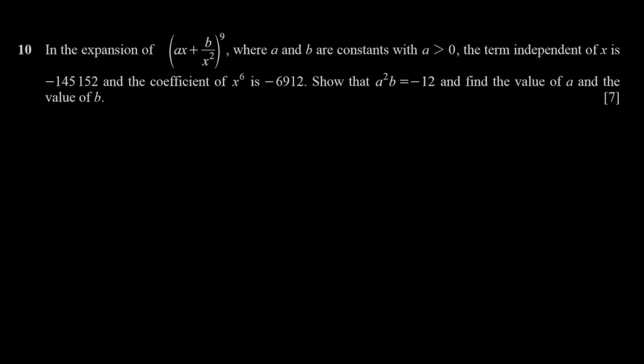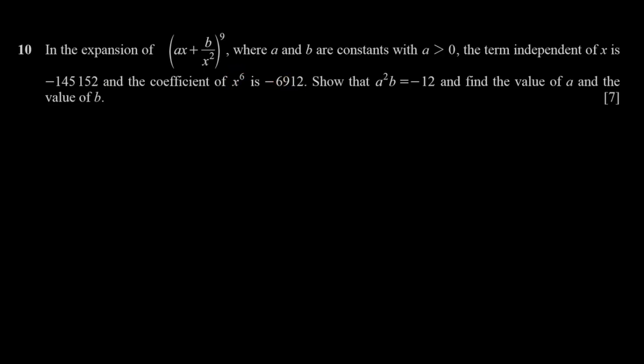Okay, so we're in a binomial expansion style question now with question 10. We're told that in the expansion of (ax + b/x squared) to the power of 9, the term independent of x, that means there's no x there, is this number here, and the coefficient of x to the power of 6 is this number here.